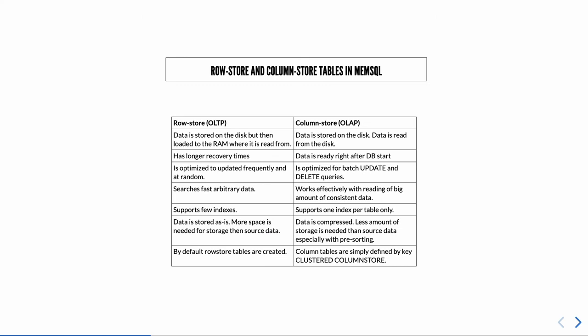So let's have a look at the difference between row store tables and column store tables in MemSQL. Actually, MemSQL can work with both types of tables at the same time in the same database. So some tables can be row store, some tables can be column store. For row store, in this case, data is stored on the disk, but then it is loaded to the RAM, where it is read by the client.